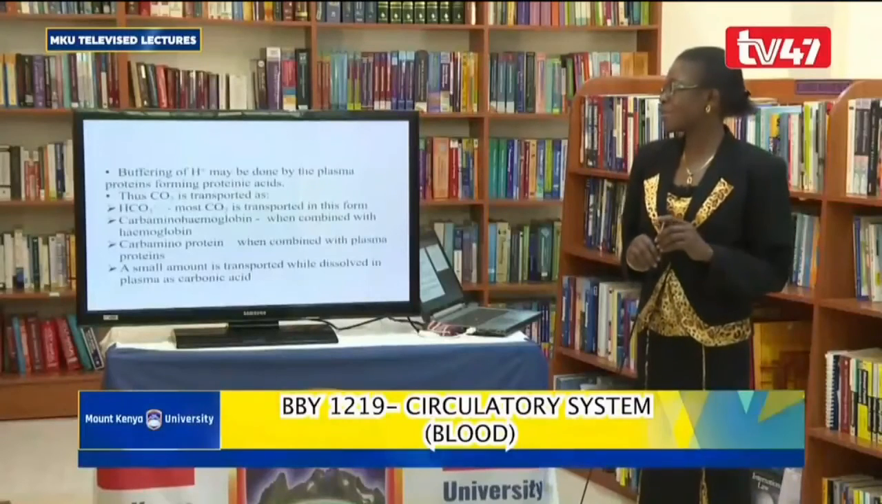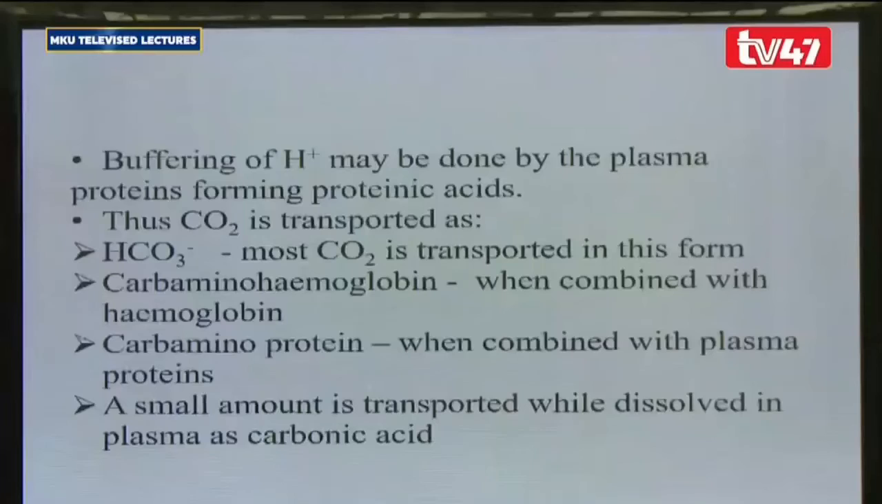Plasma proteins also do the buffering. They end up forming proteinic acid, which is also a weak acid. So we find that carbon dioxide is transported in a number of forms. It can be transported in the form of bicarbonate ions, which is the form by which most of the carbon dioxide is transported in the blood. It can also be combined with hemoglobin, although a small amount, and the product formed here is carbaminohemoglobin. It can also be transported combined with the plasma proteins, where the product formed is carbamino protein. And a small amount is transported simply dissolved in plasma.